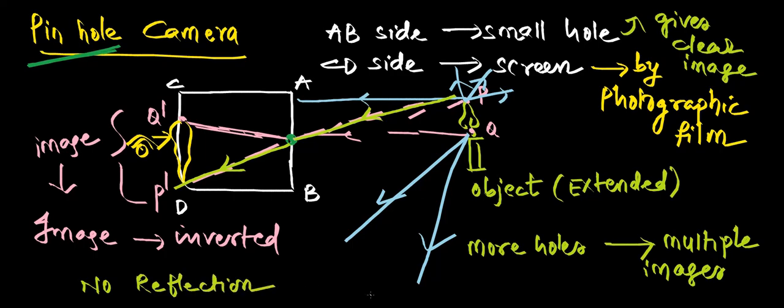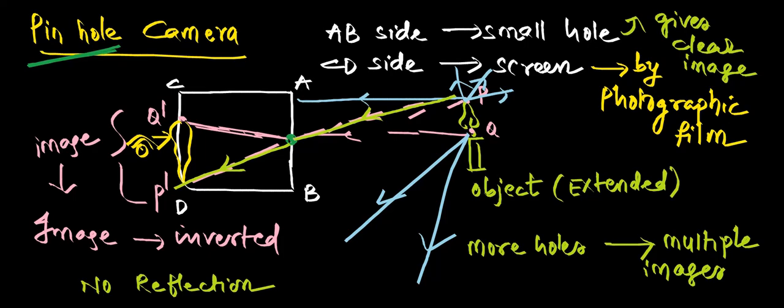Any doubt in this? If you increase the number of holes, the number of images also increases. And what else is missing? In a pinhole camera, you can also use this for proving the straight line path of the light rays. If you see, the rays are traveling in a straight line, right? So this indirectly proves the rectilinear propagation of light rays.